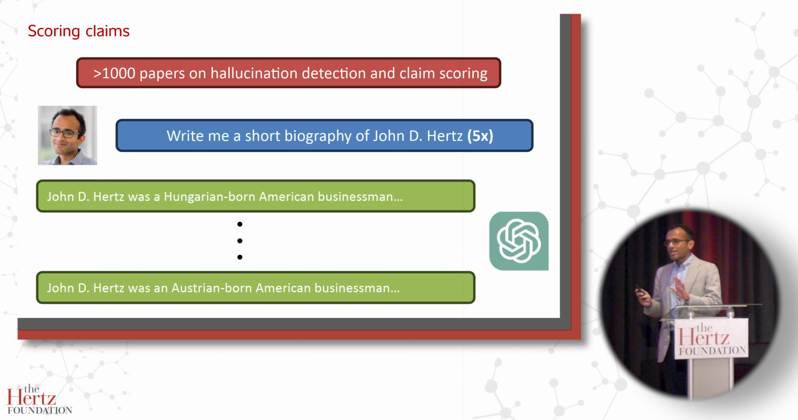But just so people understand what these claim scoring methods do, one example of a way to score these claims is for me to ask ChatGPT 5 times at a higher temperature, meaning producing more random responses, the same question. Write me a short biography of John Hertz. And you'll notice that in each response there are small variations. Variations in the type of claim being made might correspond to lower internal model confidence in the certitude that it has about whether that claim is true or false. And we'll use that as maybe a score for whether or not we should keep or drop the claim from the final output.